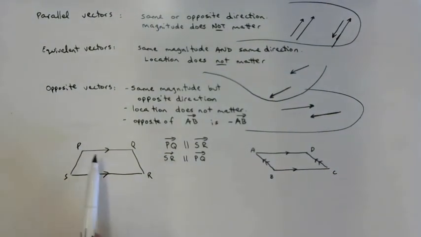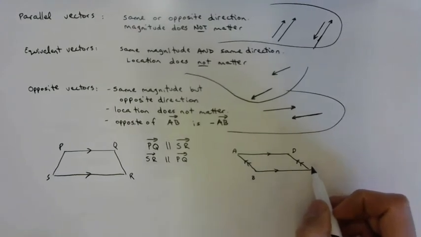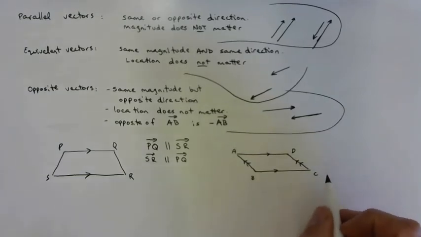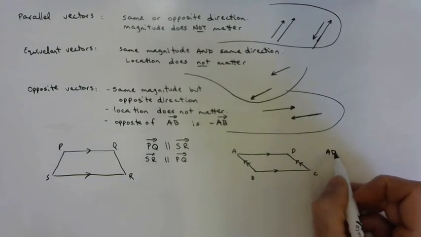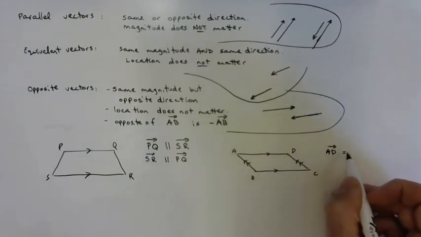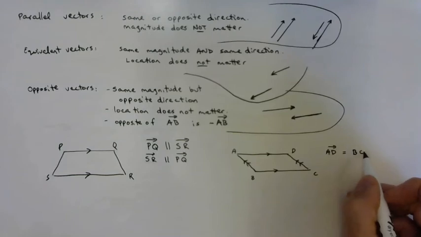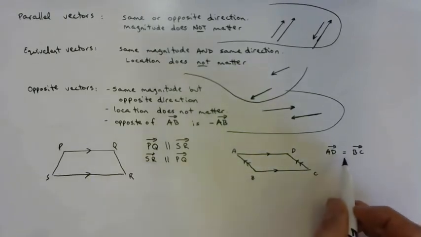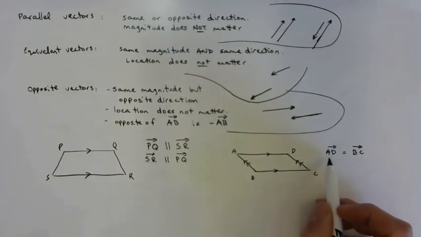So in our first one, in our trapezoid, PQ and SR were parallel, but they were not equivalent. But here in our second one, we do have an example of equivalent vectors, and we can say vector AD is equal to vector BC. Again, location does not matter. Because they have the same magnitude and the same direction, they are equivalent. We could write BC equals AD.